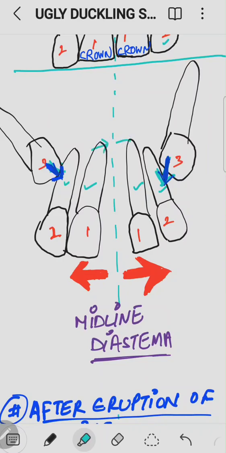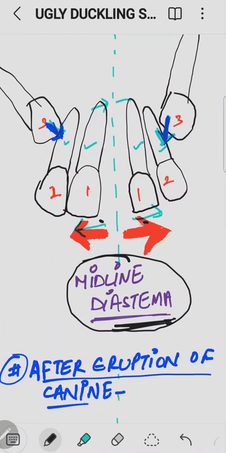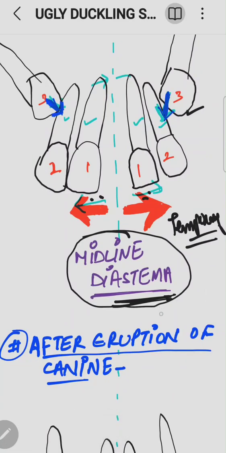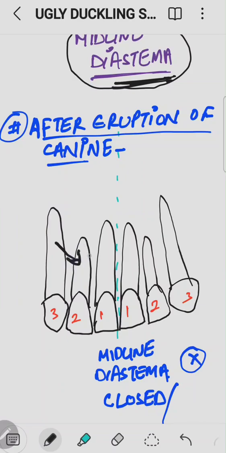The roots are tipped towards the midline, and hence the crown portions move away from each other, creating a midline diastema temporarily. This is the situation in which the midline diastema is created between the crown portions of the teeth. This situation is temporary, and it is corrected on its own after the eruption of the permanent canines. Once the canines erupt into the oral cavity, the pressure on the roots of the lateral incisors and the central incisors is relieved, the crowns erupt into the oral cavity, and hence the midline diastema closes on its own.